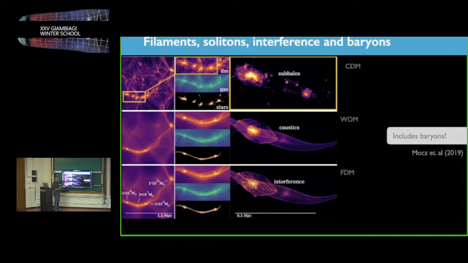And it's true. It doesn't look very different. If you could see the density, this is for baryons, of course. If you could just see the dark matter, of course, there are differences because there are interference patterns here where there is nothing in warm dark matter. They don't nucleate black holes.